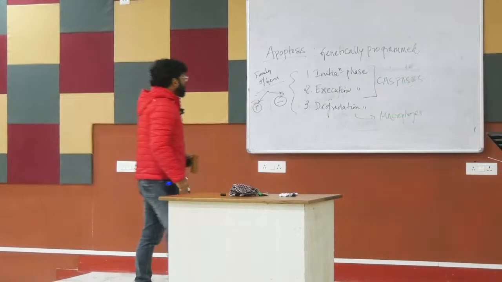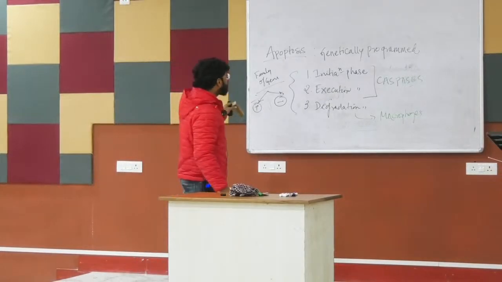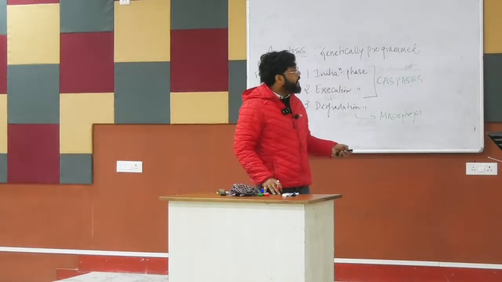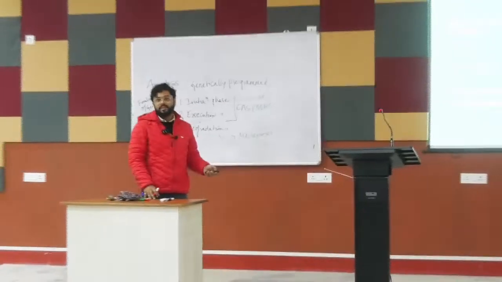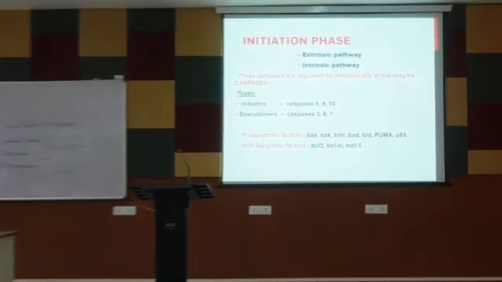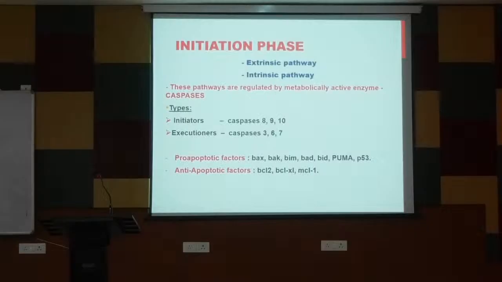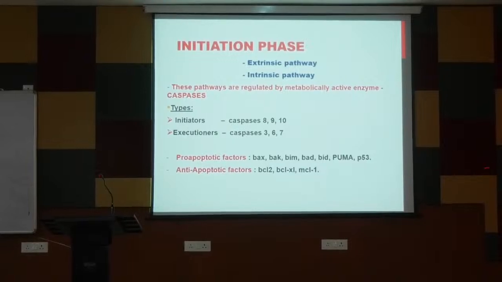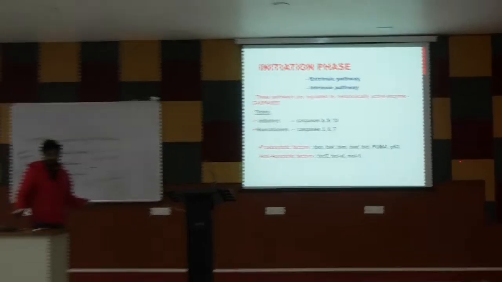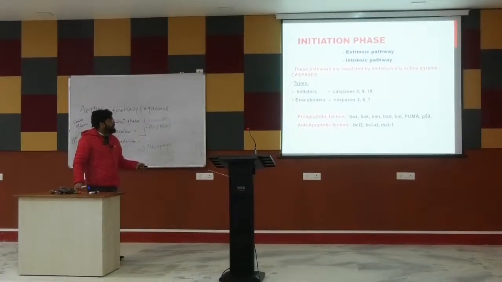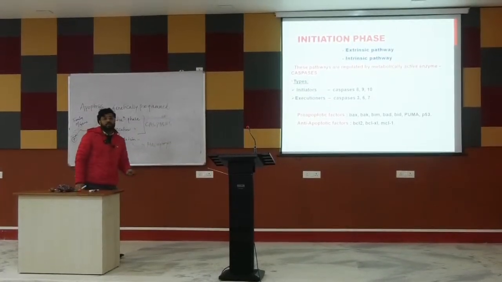What are the pro-apoptotic genes? These genes facilitate apoptosis. Examples: BAX, BAK, BID, PUMA, p53. Among them, p53 is very important. It is known as the guardian gene of the cell, and it is a tumor suppressor gene. The others, BAX, BAK, BID, PUMA, are pro-apoptotic factors.